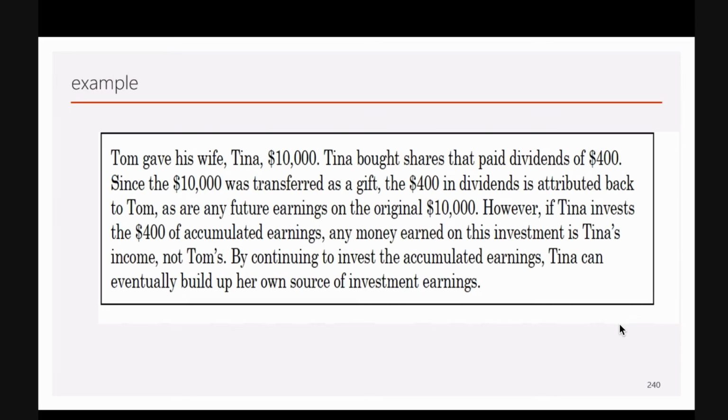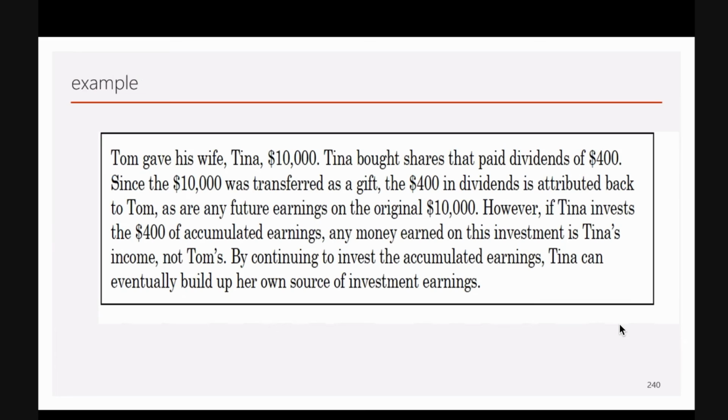So that means, in this example, the attribution rule is not only one time. Let me correct that. The attribution rule is only for that original fund. That original is 10,000. Anything that is income from the 10,000, Tom needs to report. But after that, it is not attributed back.